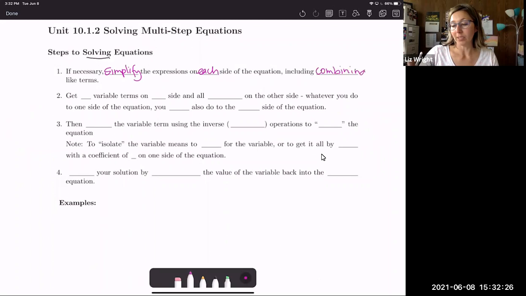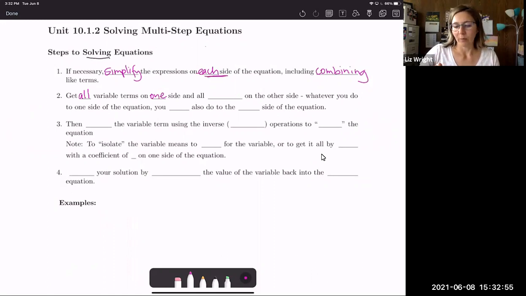So if need be, and you're going to see some examples today where we simplify on the left-hand side and we simplify on the right-hand side of the equation. And when I say that, I'm talking about the left-hand side of the equal sign, the right-hand side of the equal sign. So we simplify those sides, then we get all variable terms on one side. And I just want to point this out again. If you are not familiar with this, like, what are you talking about, side? One side, the other side.